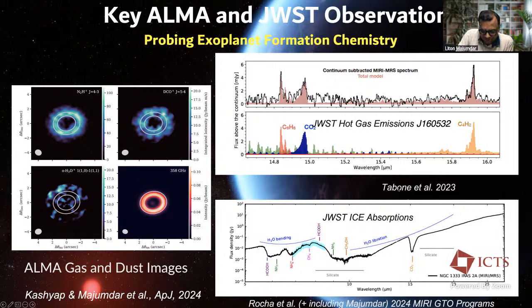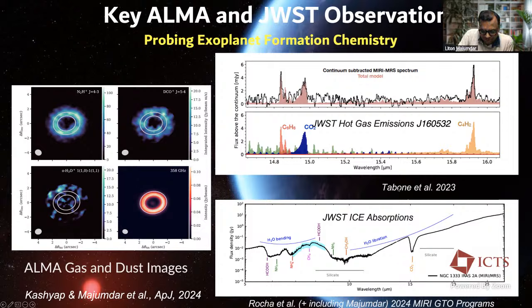So here on the left side, I am showing some of the key gases and ions that we are observing in protoplanetary disks, like N2H+, DCO+. If you would like to hear more, attend the poster of Parash, where you will see how this type of molecule plays a role in setting up the initial composition for future planet atmospheres.